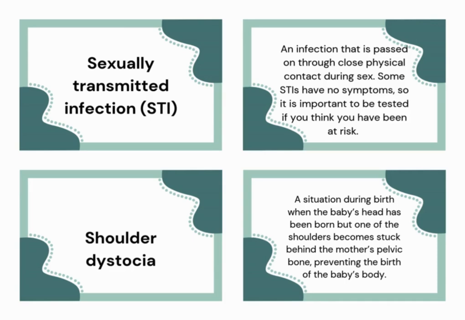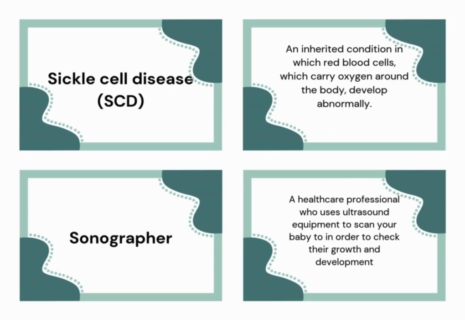Shoulder dystocia, a situation during birth when the baby's head has been born, but one of the shoulders becomes stuck behind the mother's pelvic bone, preventing the birth of the baby's body. Sickle cell disease, SCD, an inherited condition in which red blood cells, which carry oxygen around the body, develop abnormally.